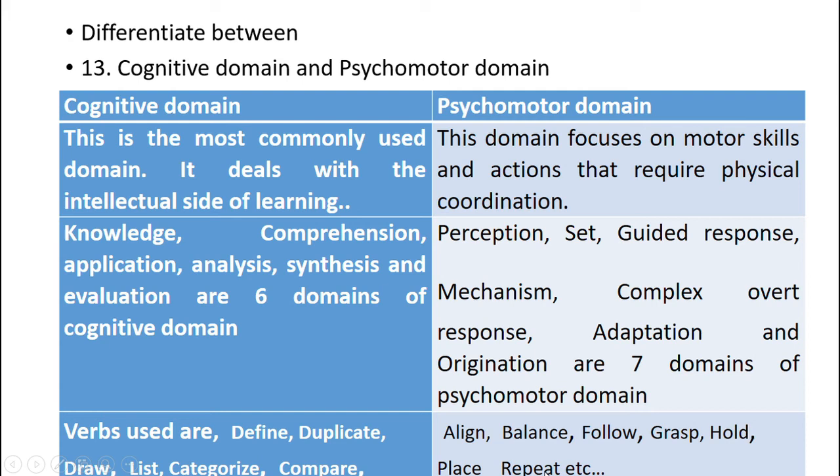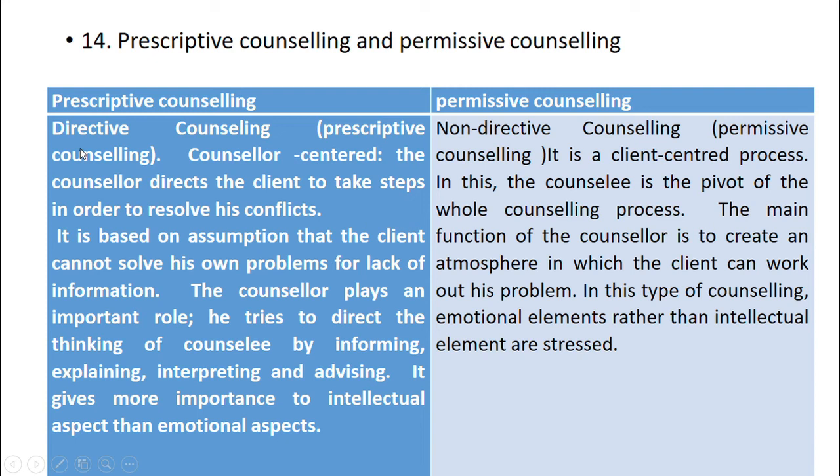Second is prescriptive counseling and permissive counseling. Prescriptive or directive counseling is counselor centered. The counselor directs the client to take steps in order to resolve conflict. It is based on the assumption that the client cannot solve his own problems for lack of information. The counselor plays an important role. He tries to direct the thinking of the counselee by informing, explaining, interpreting, and advising. It gives more importance to the intellectual aspect than the emotional aspect.